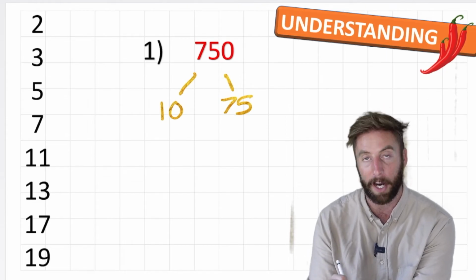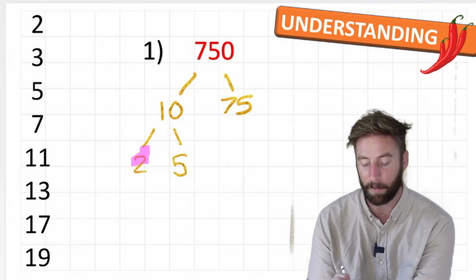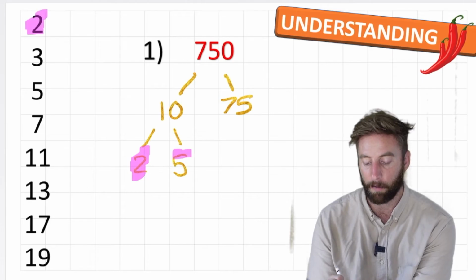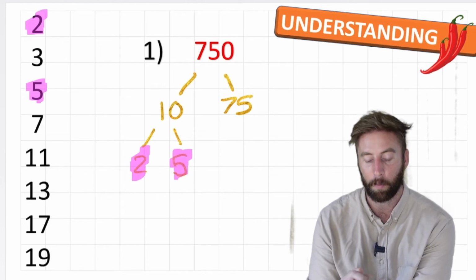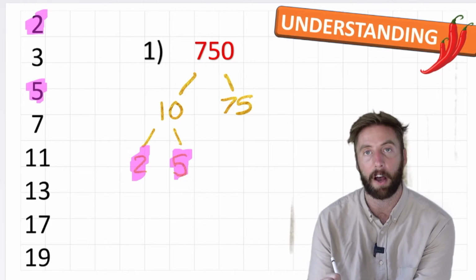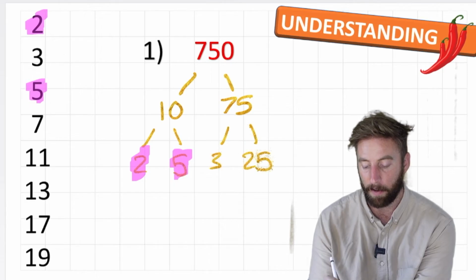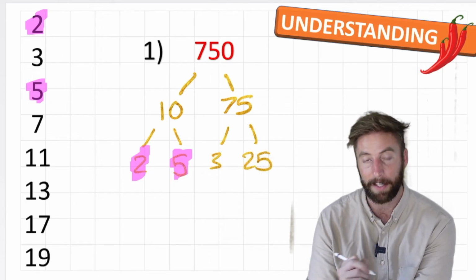I'm going to start with this branch here, 10. 10 can be made up of a 2 and a 5. Now have I found any prime numbers? Yes, I found the 2, which is prime, and I've also found the 5, which is also prime. Now I can look over to the other branch and I can say 75. Well, 75 will be made up of 3 and 25. 3 times 25 is 75.